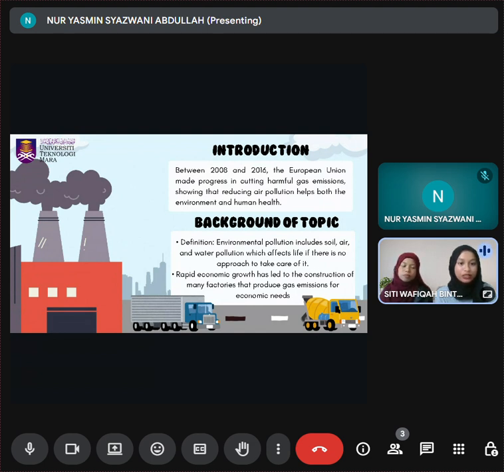Environmental pollution includes air, water, and soil contamination. If left unchecked, it can severely impact human life. So, one of the major contributors to this problem is rapid industrialization, which has led to increased gas emissions from factories and other economic activities.